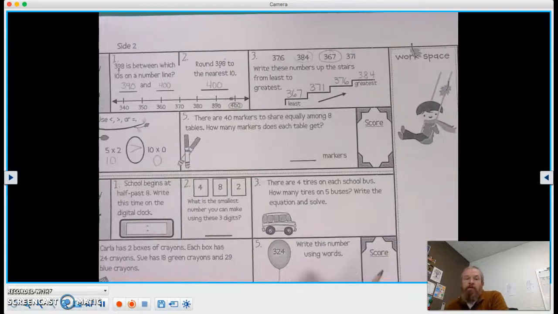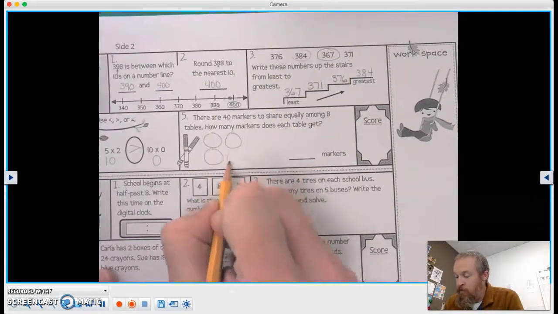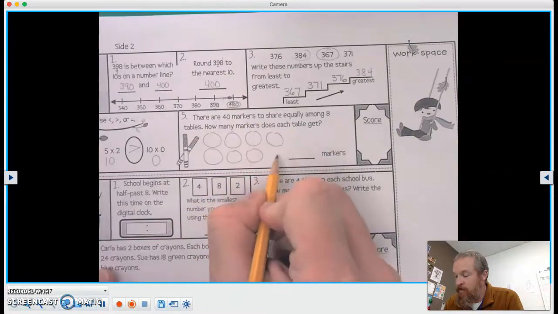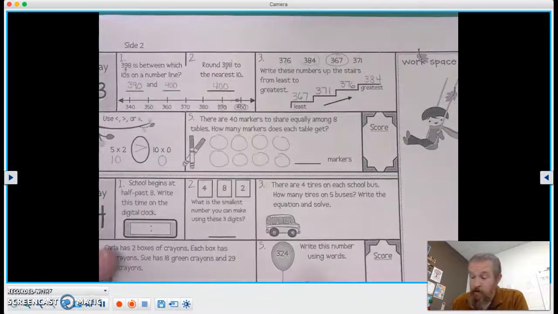Okay, here we go. There are 40 markers to share equally among 8 tables. How many markers does each table get? So 1, 2, 3, 4, 5, 6, 7. There's our 8 tables, right? And now we're going to start counting off our markers.